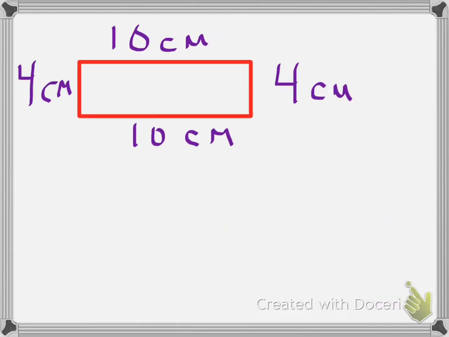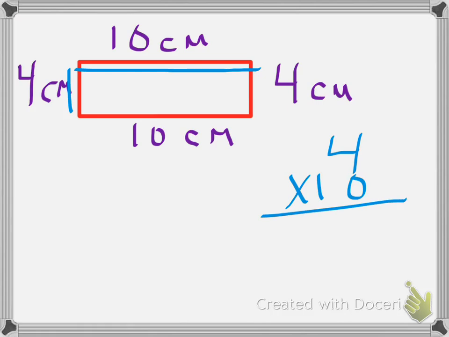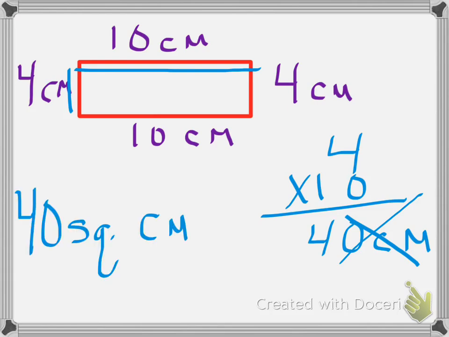Okay, now to look at how to do the area of this rectangle. You would have to do the length, which is 4 centimeters, times the width, which is 10 centimeters. Well, 4 times 10 is 40. Now remember, it's not just 40 centimeters. It's 40 square centimeters. So there you go, there you have it, how to do perimeter and area.